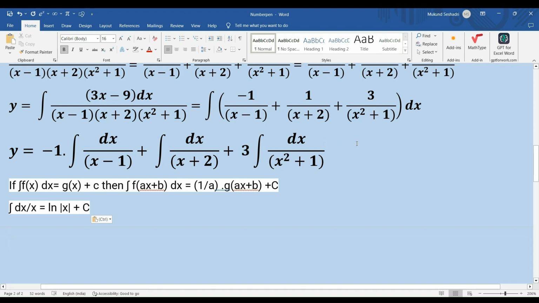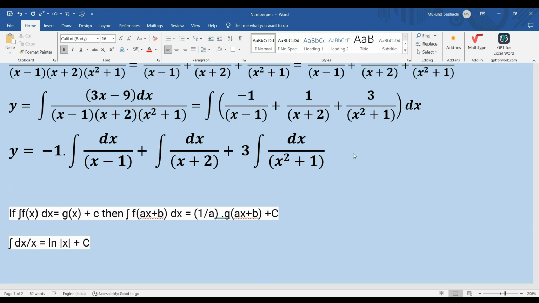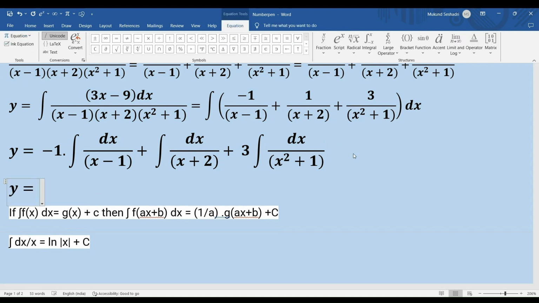So my first two expressions, what I have in my y, I have minus 1 times integral of dx by x minus 1. So I use the identity what I have pasted, assuming I know integral of f of x dx equals g of x plus c. Then what is my integral of f of ax plus b dx is equal to 1 by a times g of ax plus b plus c. So in this particular case, my f of x is 1 by x, my g of x is ln of mod x, and therefore I have the answer to this particular problem, which is nothing but minus ln of mod of x minus 1. Then the second one is something very similar to the first expression.